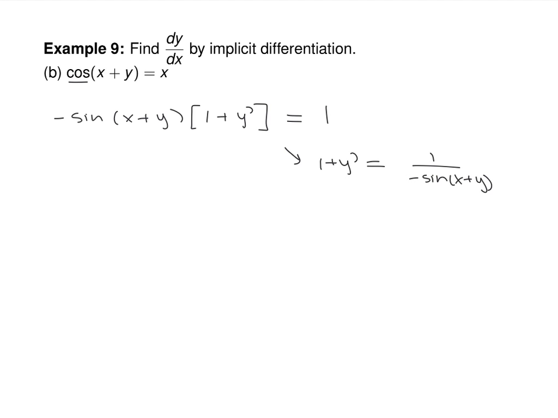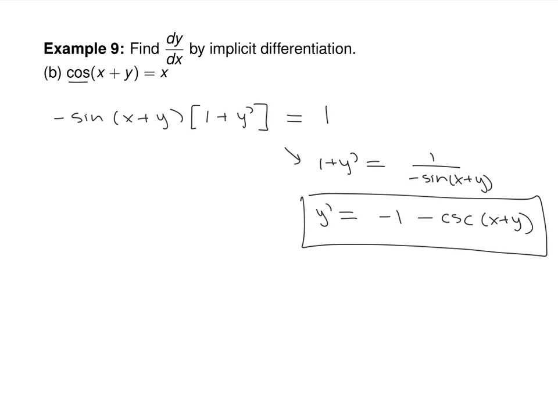How could you express that differently? 1 over negative sine is the same thing as... 1 over sine is cosecant. So you could say negative 1 minus cosecant of x plus y. Does that make sense? Okay, so that's one way.